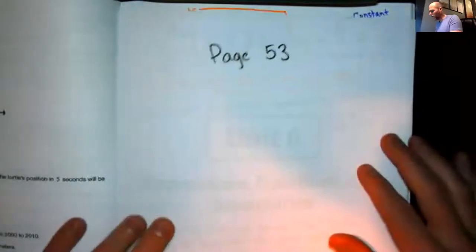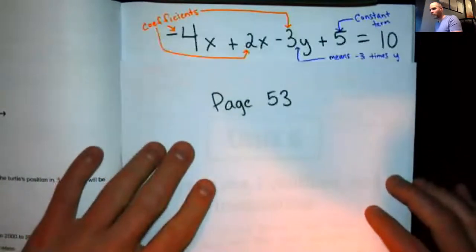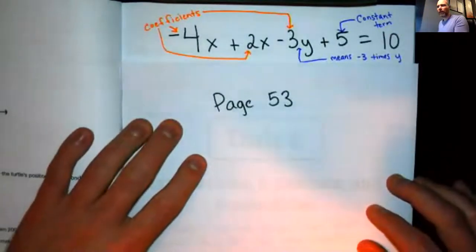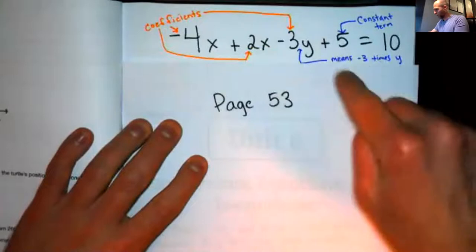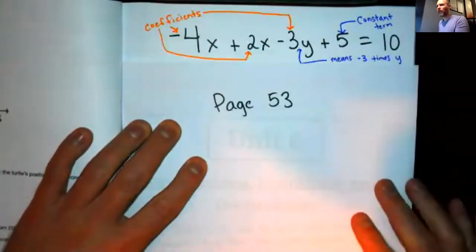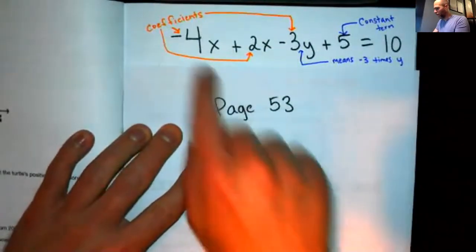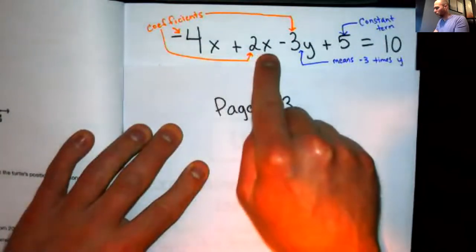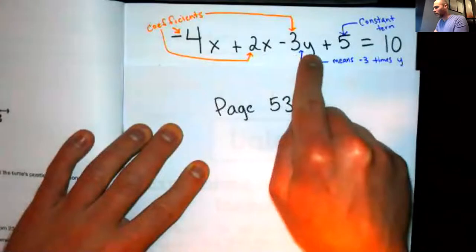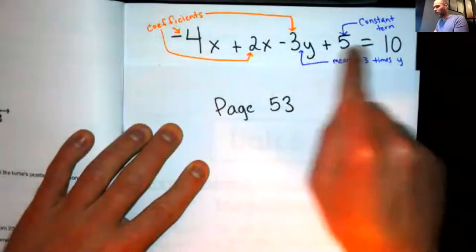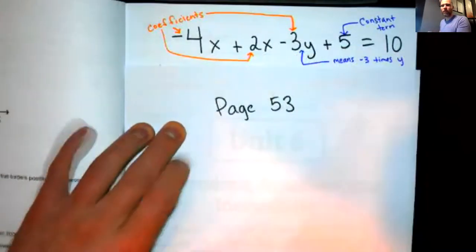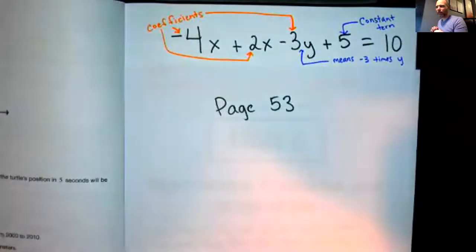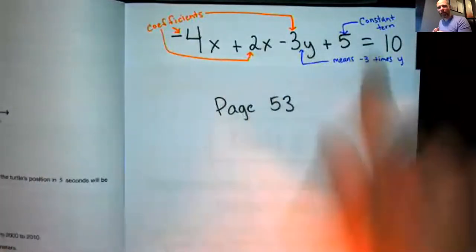Let's do that. All right, so the first thing I want you to copy is just this big equation that I've written here. And then there's a few little notes that kind of go around it. So the equation is negative 4x plus 2x minus 3y plus 5 equals 10. All right, so I'll give you a second to copy that. Write it kind of big like I did too.